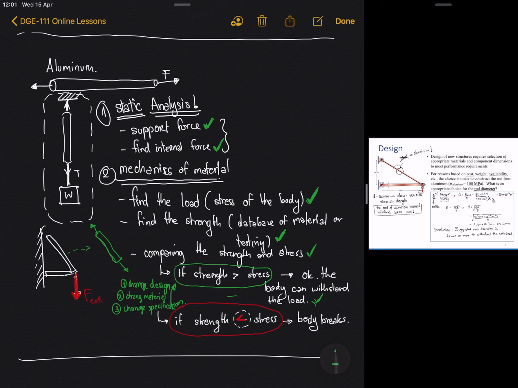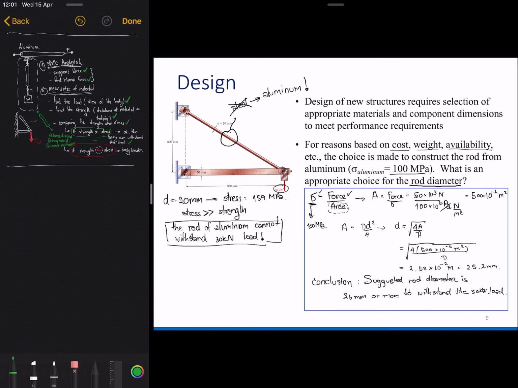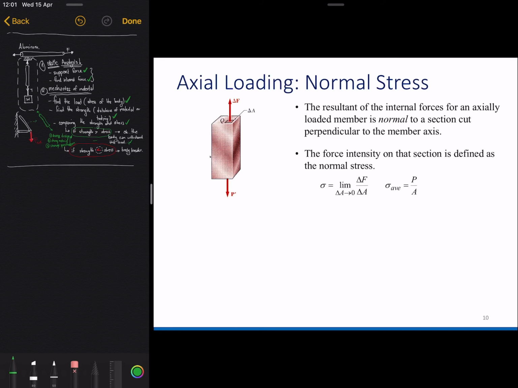So, for example, you change the allowable load itself from 30 kilonewtons to 10 kilonewtons. When you do the calculation again, you will see that the stress will reduce. Okay, and then you might have the strength more than the stress. So here's the overview. All right.